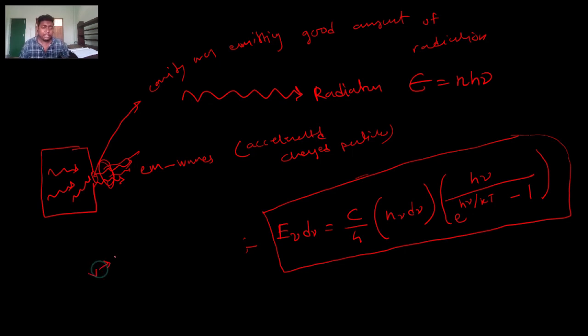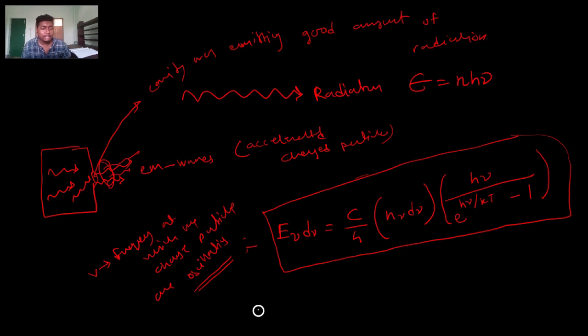Nu is the frequency at which the charged particles are oscillating. E nu d nu is the energy density in the range nu to nu plus d nu. Now we are considering the case of nu to d nu because if energy needs to be increased, then nu also increases. We are considering d nu because it will be simpler.